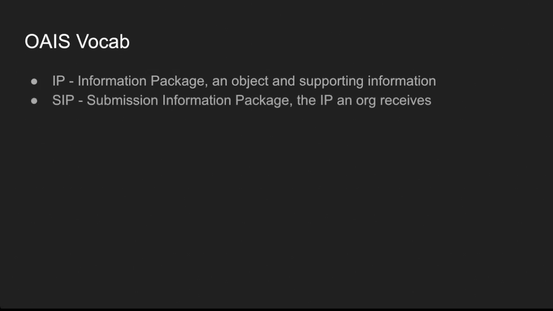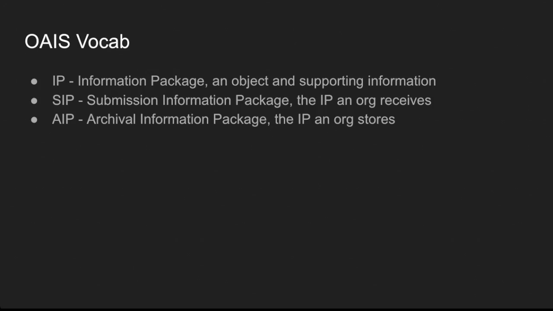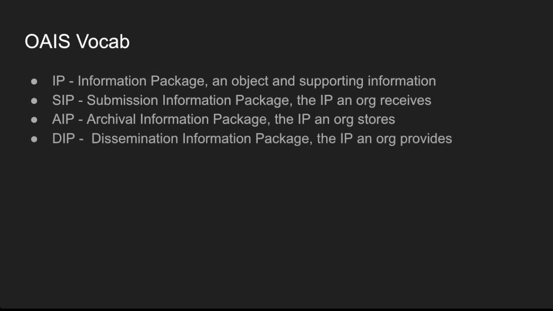Secondly, we have the submission information package. So this is a kind of information package, but specifically it is the information package that describes the stuff that we receive. When we receive something in, we call that a SIP. When we have decided what we want to retain, we package that up and we call that an AIP, an archival information package. And then finally, when somebody requests information and we provide that information to them, we call that a DIP, a dissemination information package.